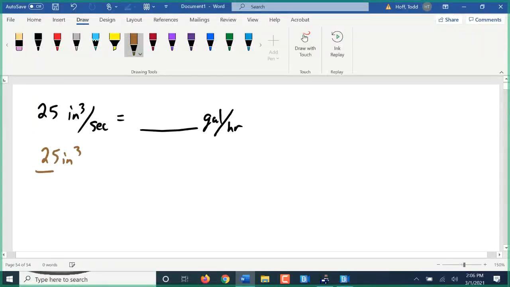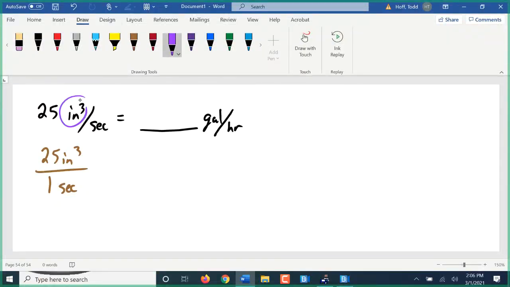So we'll start with the 25 cubic inches per 1 second. We have to write it as that fraction to work with it. Now we need to change the cubic inches into gallons. So cubic inches will go on bottom, gallons on top. If we look up the equivalency there between cubic inches and gallons, we get that 1 gallon is actually about 231 cubic inches. Cubic inches have canceled out. We are now gallons per second. We want gallons per hour, so we have to get rid of the seconds. Seconds are on bottom. We're going to put seconds on top, cancel them out.